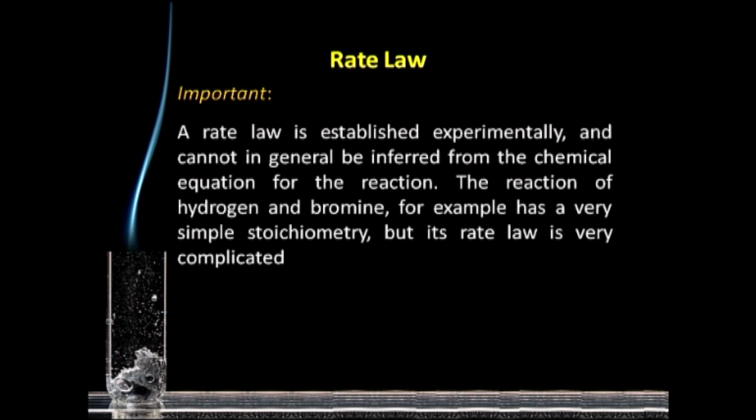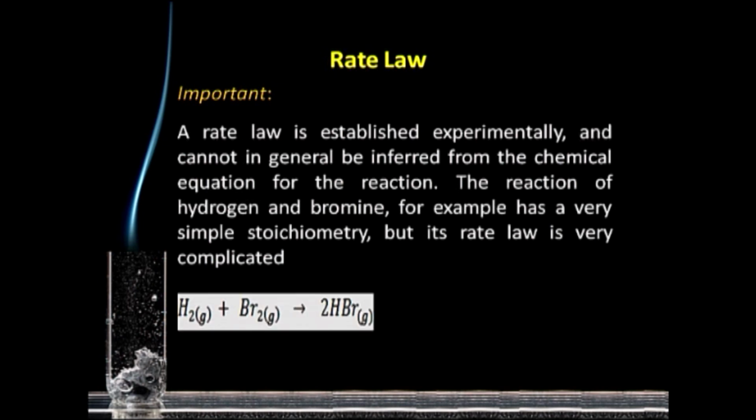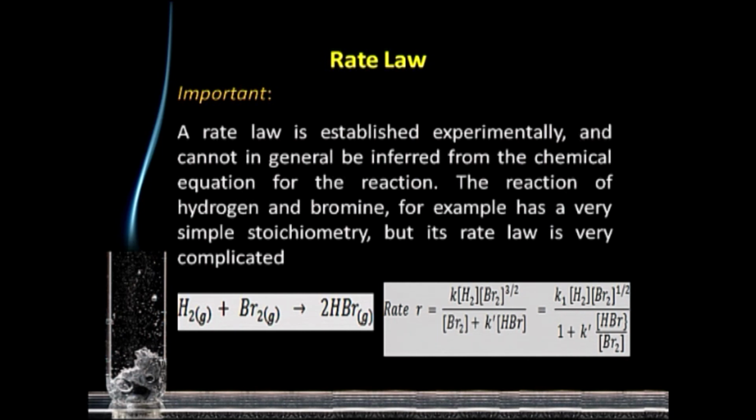Take this example to illustrate. H2 plus Br2 gives you 2HBr. A very simple reaction. Stoichiometry is simple: 1 mole of H2 plus 1 mole of Br2 gives you 2 moles of HBr. And we expect a very simple rate law. But look at the complex rate law that you have. You have rate with respect to bromine. You can see the power here, a fraction, and the HBr, the product concentration term, also appears.